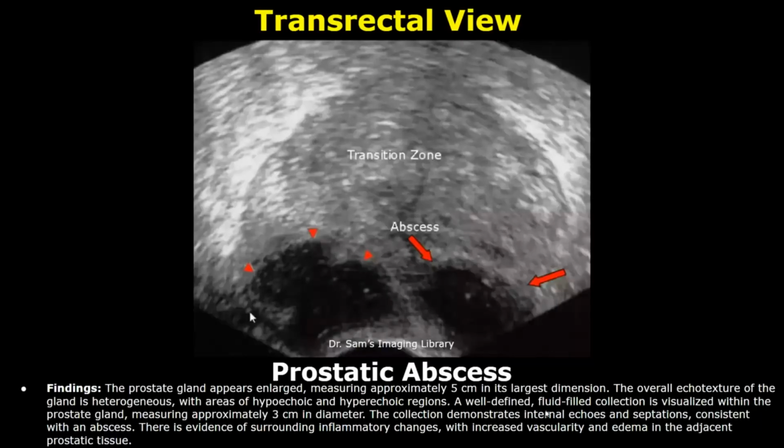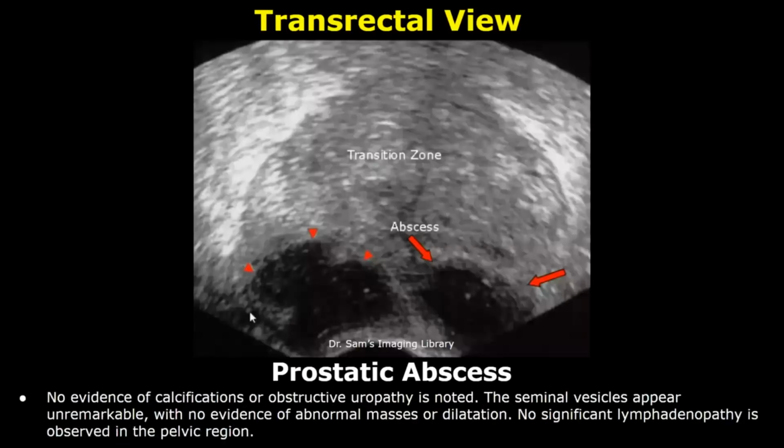A well-defined fluid-filled collection is visualized within the prostate gland, measuring approximately 3 centimeters in diameter. The collection demonstrates internal echoes and septations consistent with an abscess. There is evidence of surrounding inflammatory changes with increased vascularity and edema in the adjacent prostatic tissue. Then you can write about any other abnormalities that are noted.